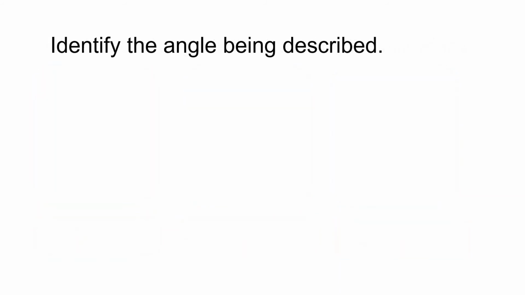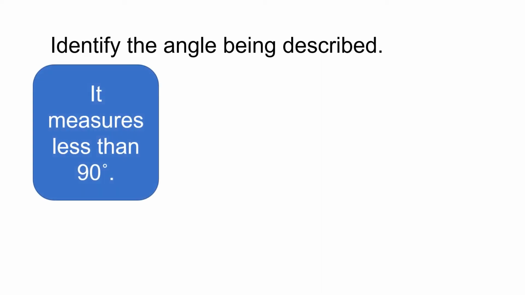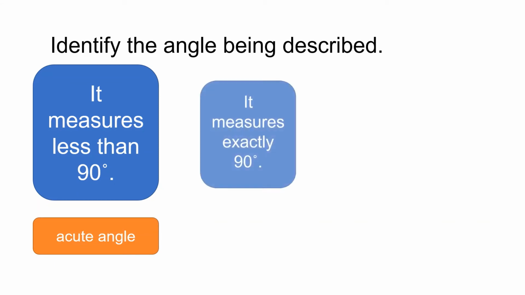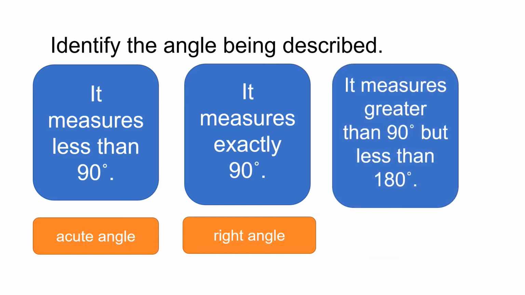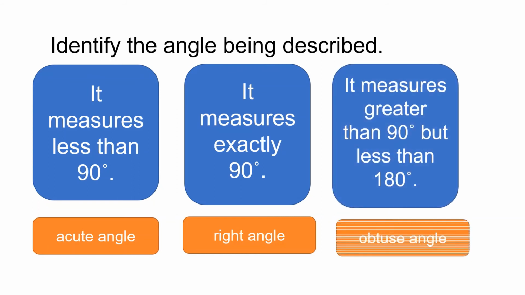Now let us identify the angle being described. It measures less than 90 degrees. What do you call this angle? Acute angle. Correct. It measures exactly 90 degrees. Did you say right angle? Very good. It measures greater than 90 degrees but less than 180 degrees. Is your answer obtuse angle? Well done.